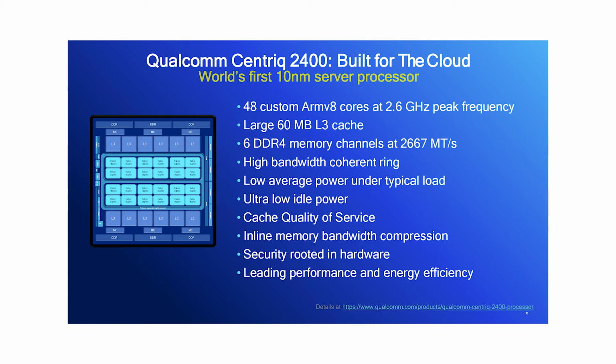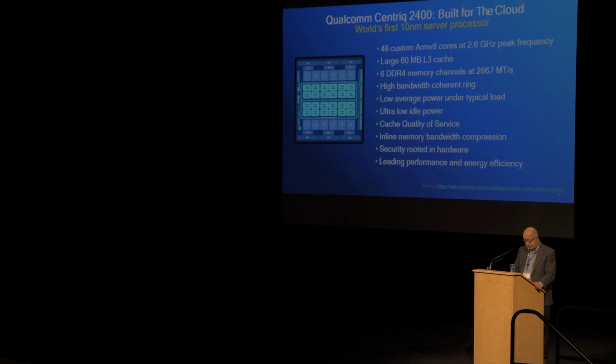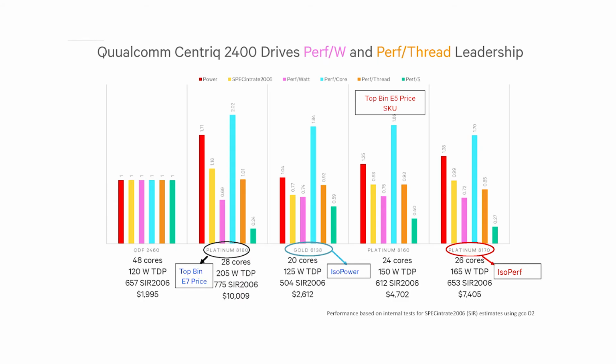We have 48 custom ARMv8 cores that run at 2.6 gigahertz. It's got a fairly large cache, and I won't go into the details of the design. If you're interested, you can go to our website and look at the details of the processor. But if you look at how it compares to a top-end x86, which is the Skylake that I showed you, I've normalized everything to our 48-core processor and compared the performance per watt and the performance per thread. So let's look at how this comparison goes.